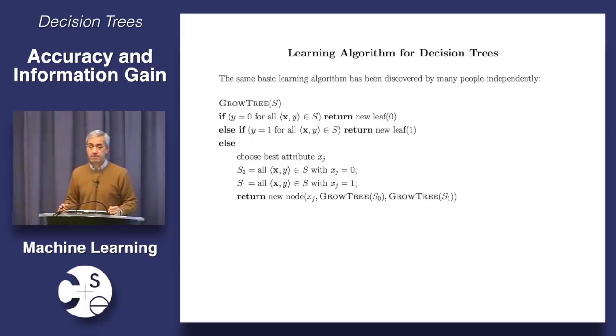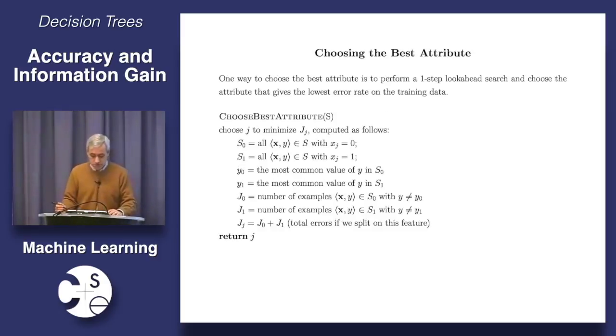Okay. And since this is going to be a greedy procedure, right? Because we can't afford exhaustive search. Probably what you should do is pick the attribute that looks best on its own. Okay. So this is a very simple idea, but it's a very reasonable thing to do. You just pick the attribute with the lowest error rate.